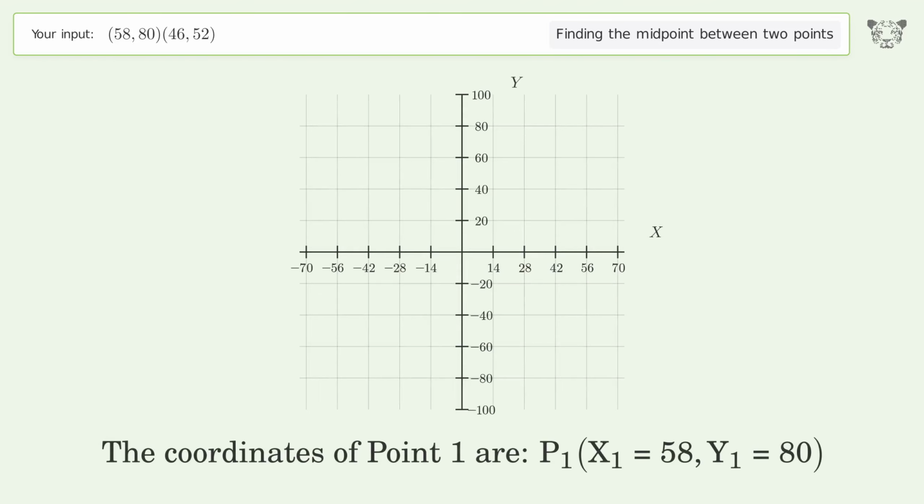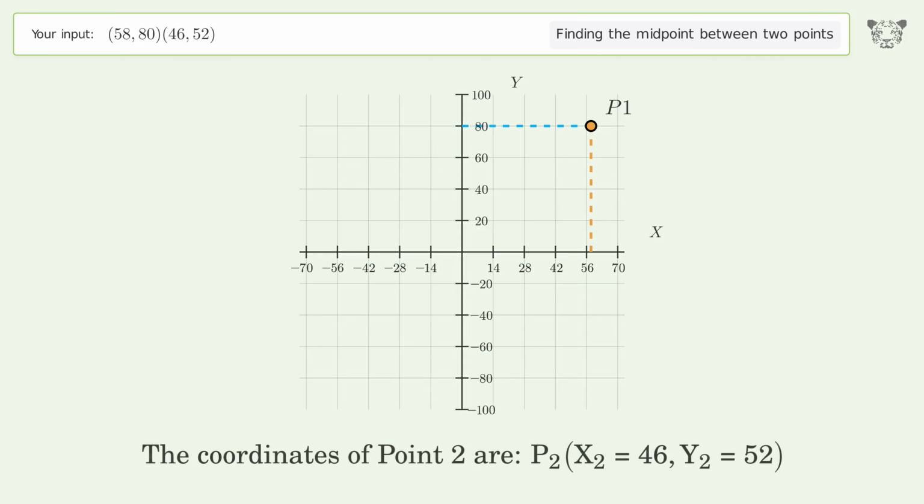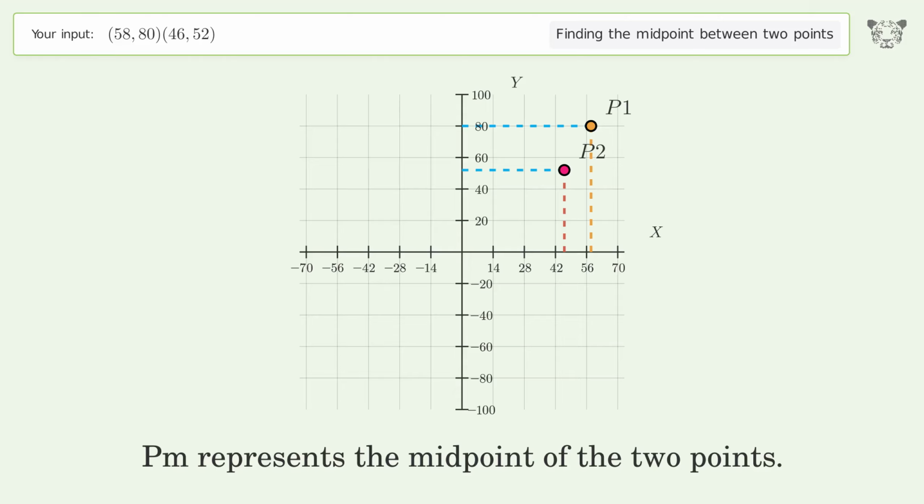The coordinates of point 1 are x1 equals 58, y1 equals 80. The coordinates of point 2 are x2 equals 46, y2 equals 52. PM represents the midpoint of the 2 points.